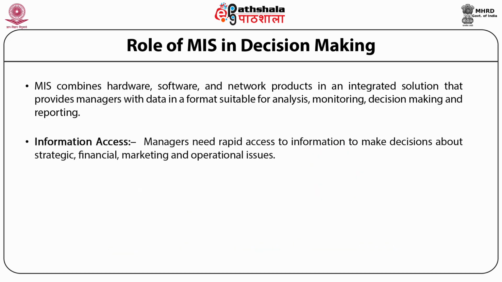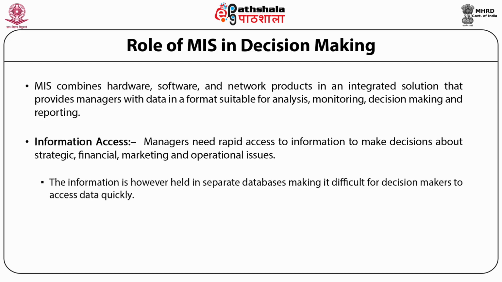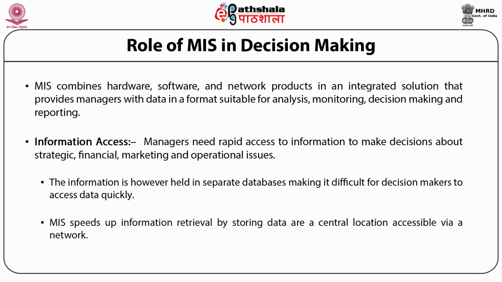The first is information access. Managers need rapid access to information to make decisions about strategic, financial, marketing, and operational issues. Companies collect a vast amount of information, including customer records, sales data, market research, financial records, manufacturing and inventory data, and human resource records. The information is, however, held in separate databases, making it difficult for decision makers to access data quickly. Management information system speeds up information retrieval by storing data at a central location accessible via a network. The result is that decisions are quicker and much more accurate.